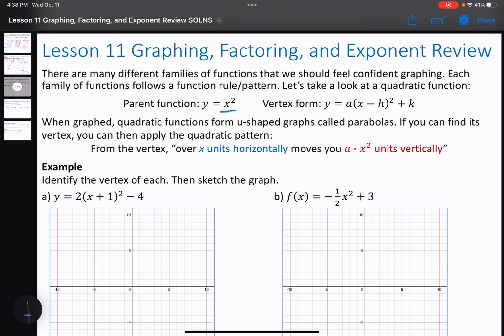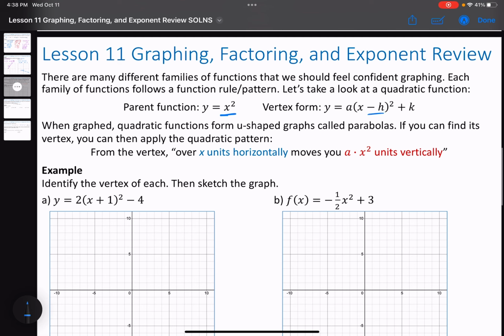And if we wrote this in vertex form, which you guys should remember from last year, we can introduce this concept of h and k, which help us find the vertex. Now, when graphed, quadratic functions form a U-shaped graph called a parabola. You can find its vertex, and if you know its vertex, you can apply the quadratic pattern.